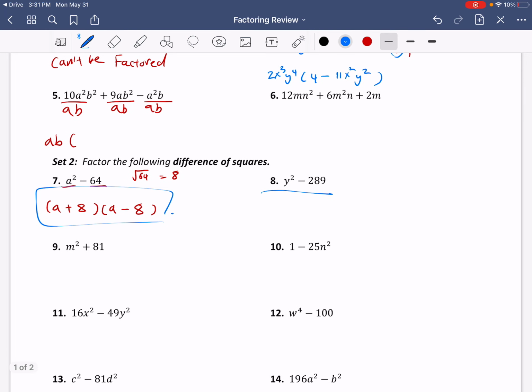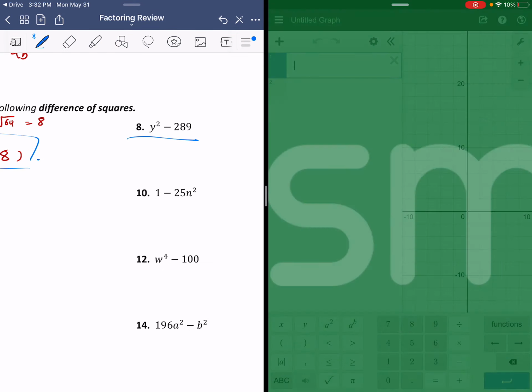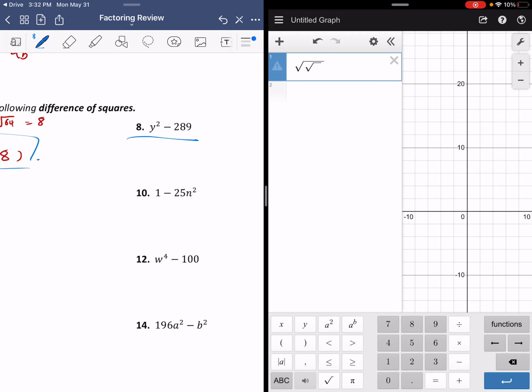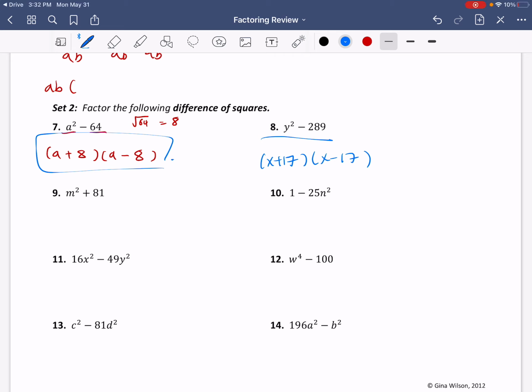Usually I tell you guys not to use a calculator, but 289, I don't even know what gives 289. So what you're going to do is take the square root of 289, which is 17. So it's going to be x plus 17, x minus 17, like that, okay? Now this one, of course, 81, it gives you x plus 9, x minus 9.